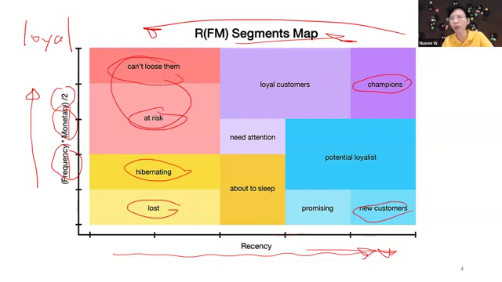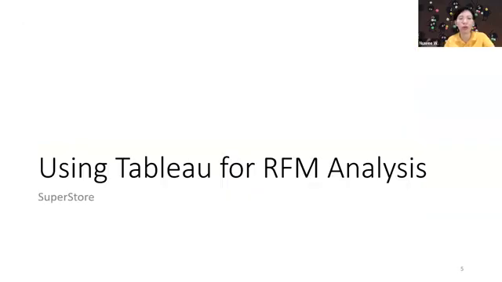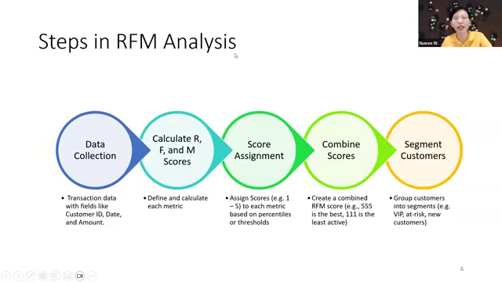Okay. So how do we get these customer segments using Tableau? We will do this right now to perform the RFM analysis. We use the Superstore dataset again to build this in Tableau step by step. But before we do that, we have 5 fundamental steps to complete the RFM analysis. First thing is, of course, to gather the data.